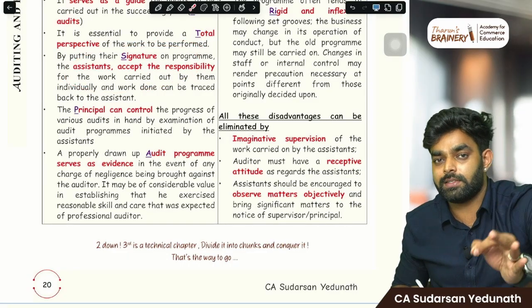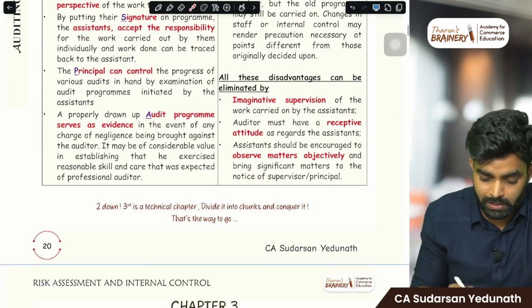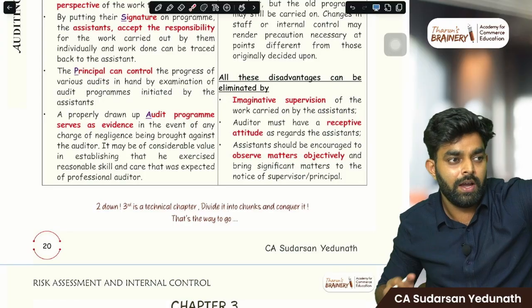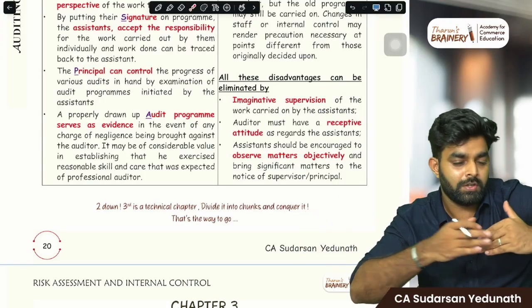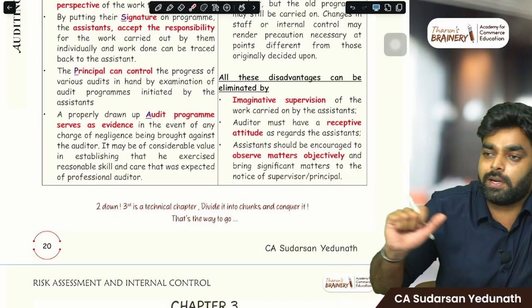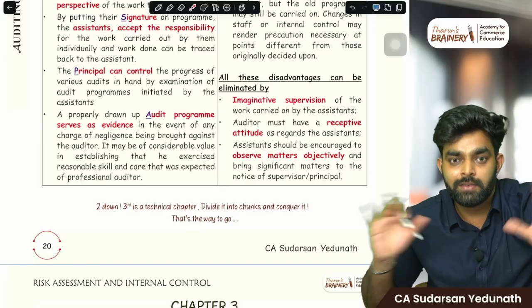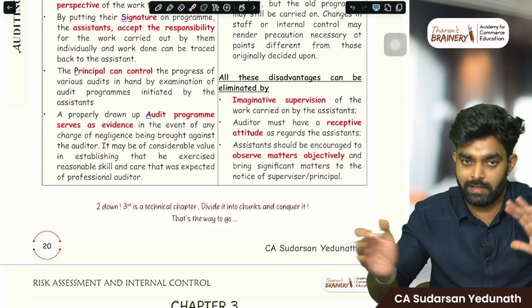When the article assistant signs the audit program, they become responsible for that program. Then the principal can control everything, because instructions are given about 3 days after the audit starts. The audit goes on for 1 month, so in the second week I can call all the articles and say, give me your audit program. How much work have you done according to the program? Only 30%. Why are you not doing it? The principal can control the progress, whether they are doing well or badly, because I have given them instructions.